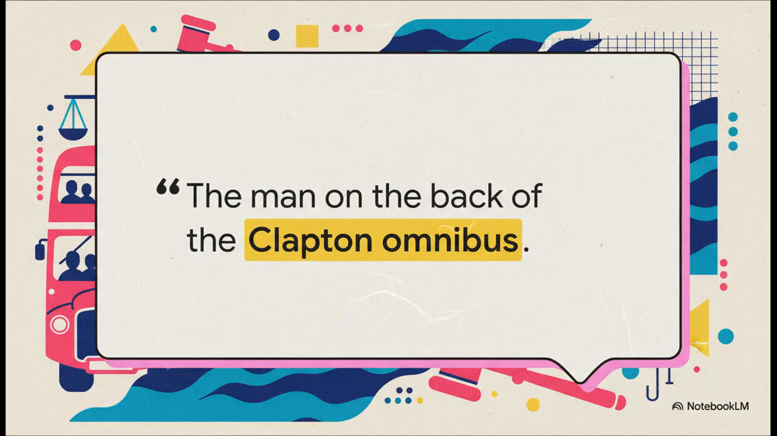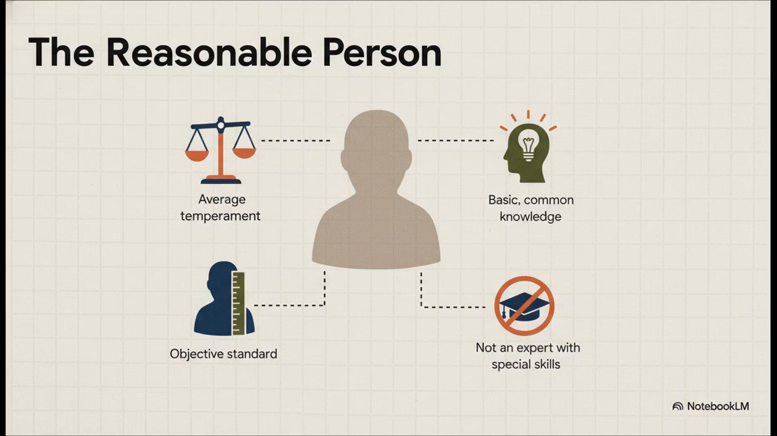Let's meet them. The courts have this wonderfully old-fashioned way of describing this person, the man on the back of the Clapham omnibus. The idea is pretty simple. We're talking about your average Joe, just an ordinary person riding the bus. Now, this legal fiction isn't some kind of superhero, but they're not a complete novice either. Just think of someone with a normal temperament, someone who has the basic common knowledge we all pick up through life. They're not an expert in anything special, which makes them the perfect neutral yardstick for judging everyone else's behavior.